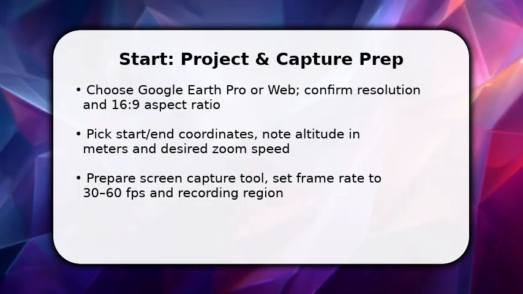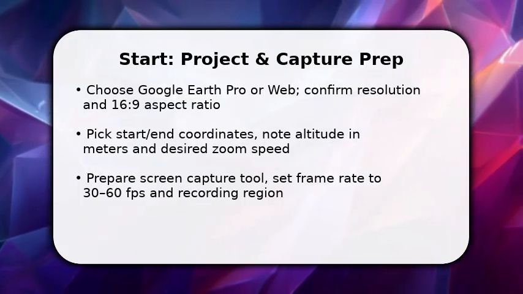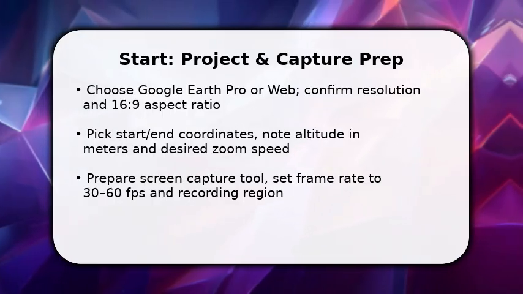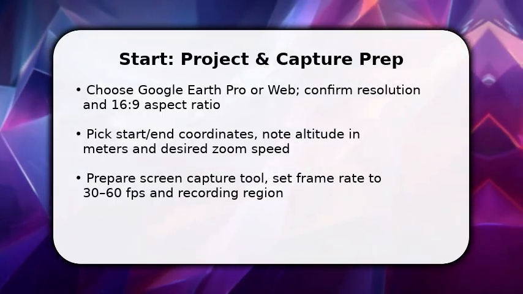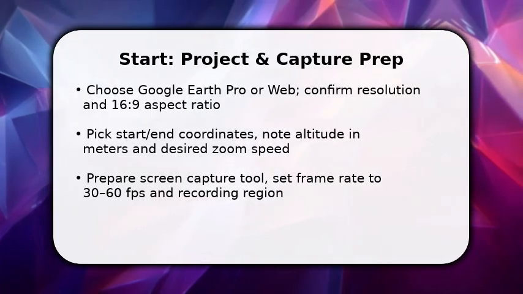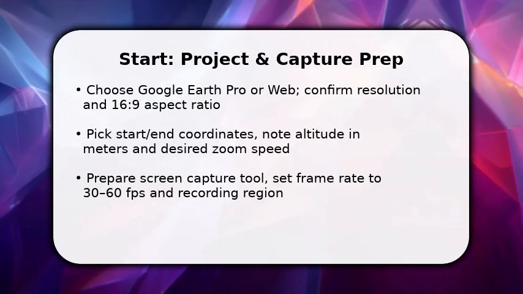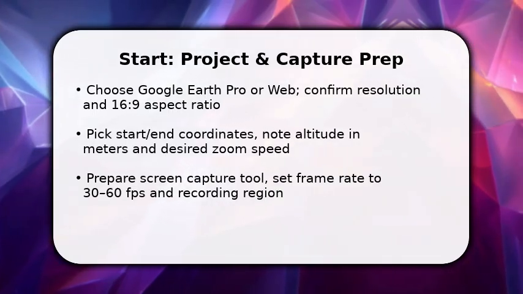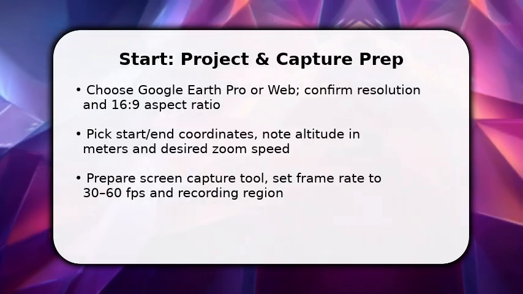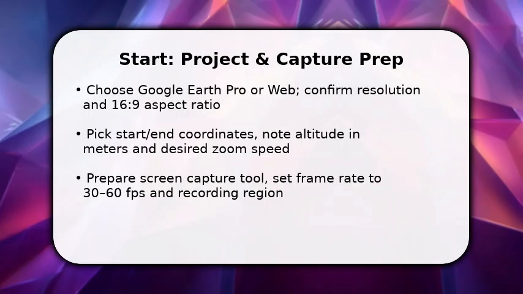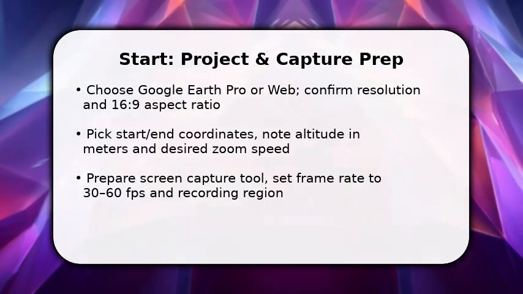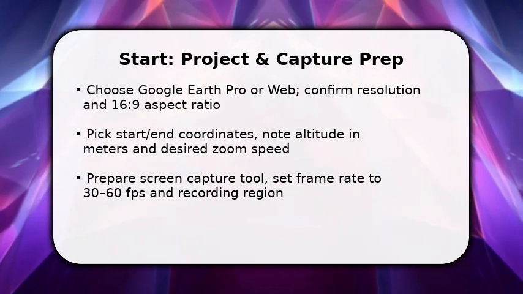You begin by opening Google Earth and loading the exact locations you'll zoom between. This defines the motion path. Once done, set your project resolution and 16:9 aspect ratio so video output matches your editor. Make sure to prepare a screen recorder with 30 to 60 frames per second and a fixed capture window. This avoids rescaling later. Also, save the start and end place marks and note altitude values in meters. These numbers control how smooth and dramatic the zoom will feel.